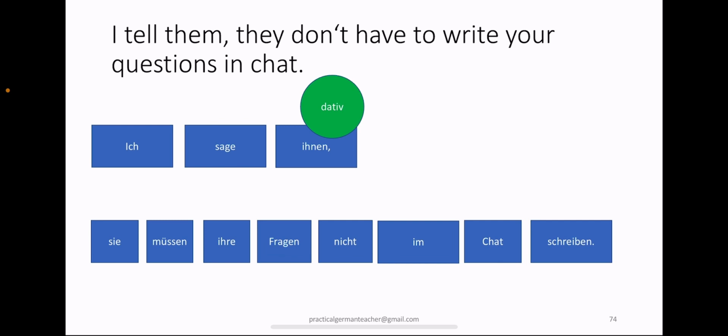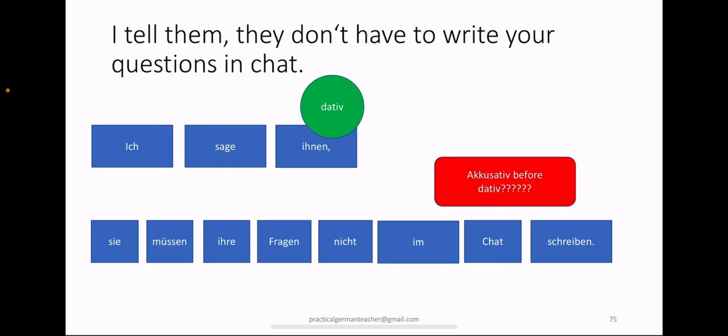Now, don't try to learn why it is im. Actually, im is nothing but in and dem, and we'll learn this later. And if you notice here, at some position accusative is before dative. Please tell me why that is, and we can discuss it.